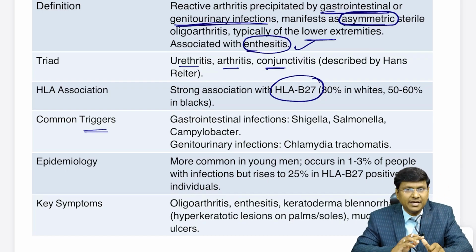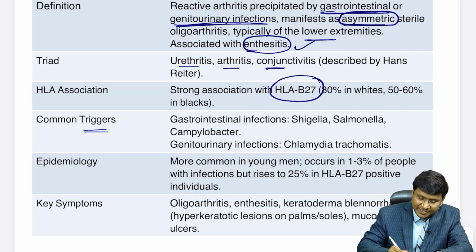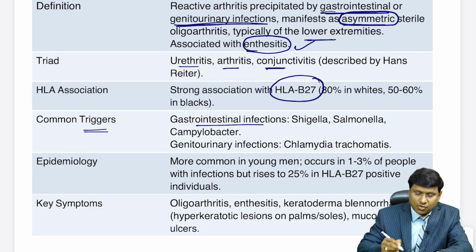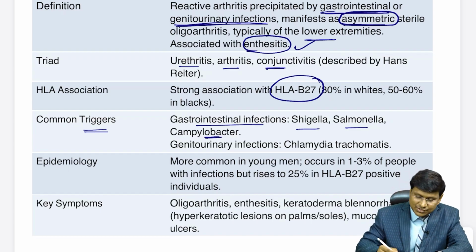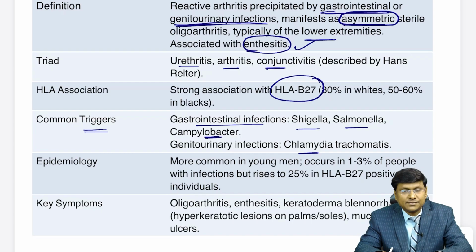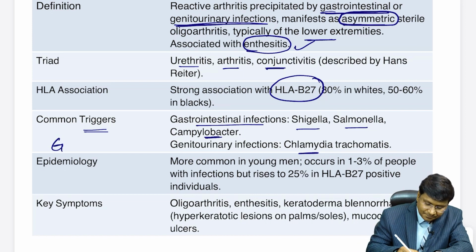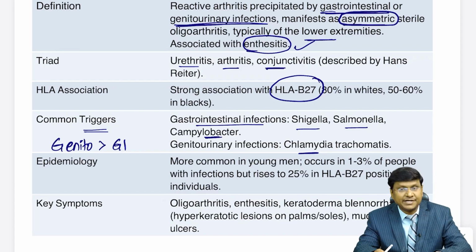Then what are the common triggers? I said there should be a preceding gastrointestinal or genitourinary infection. Preceding gastrointestinal infection is caused by Shigella, Salmonella, as well as Campylobacter, whereas preceding genitourinary infection is caused by Chlamydia trachomatis, right? But between these two, which is the most common cause for the development of Reiter syndrome? It is genitourinary infection, which is more common than gastrointestinal infection.